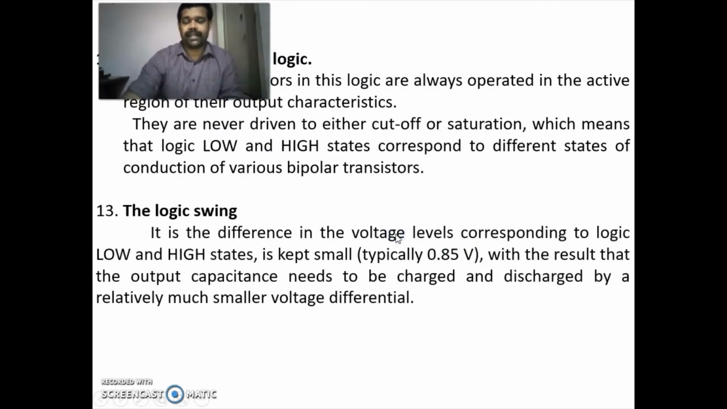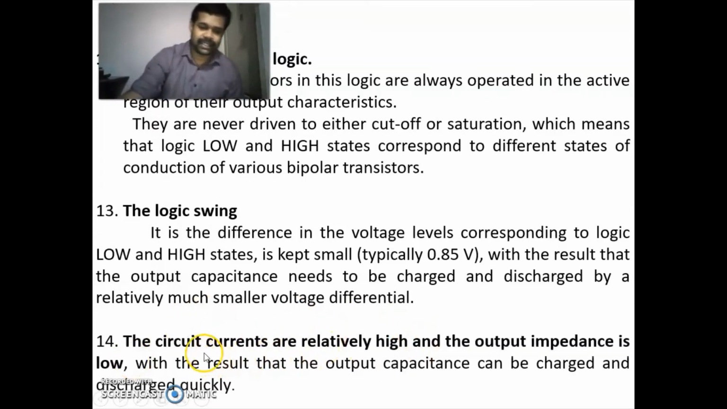Next one, the logic swing. The difference between high and low output is called logic swing. It is the difference in the voltage level corresponding to the logic low and high states. Here the logic swing is kept small, that is 0.85 volt, with the result that the output capacitance needs to be charged and discharged by a relatively much smaller voltage differential. So we make the voltage swing small so that we can charge and discharge the output capacitance in a very small time.